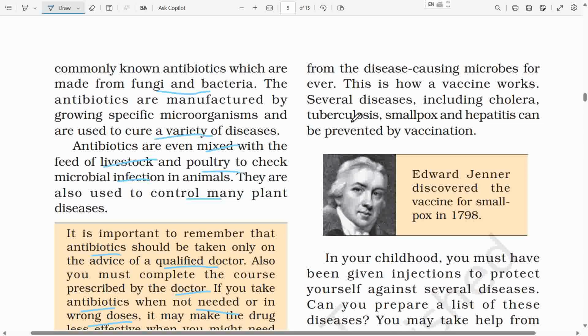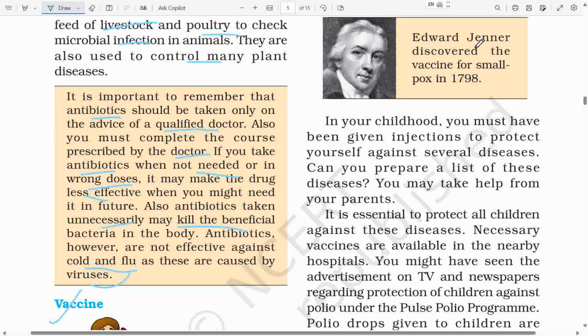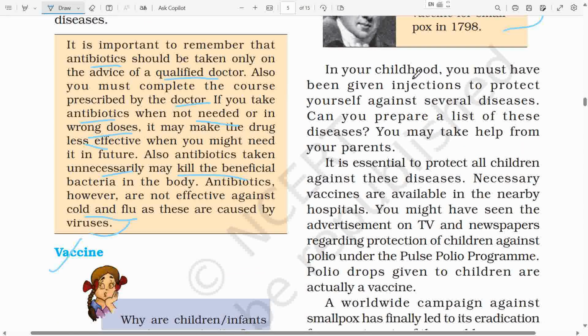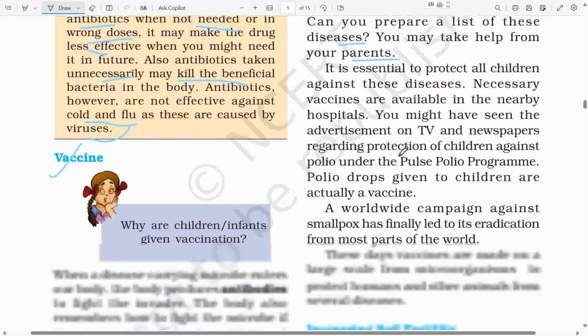Several diseases, including cholera, tuberculosis, smallpox, and hepatitis can be prevented by vaccination. Edward Jenner discovered the vaccine for smallpox in 1798. In your childhood, you must have been given injections to protect yourself against several diseases. Can you prepare a list of these diseases? You may take help from your parents.